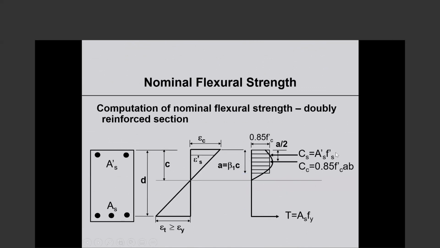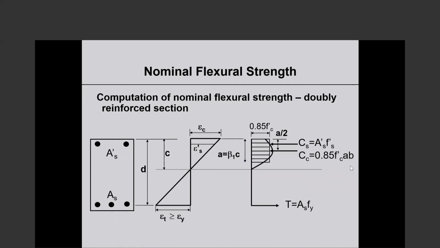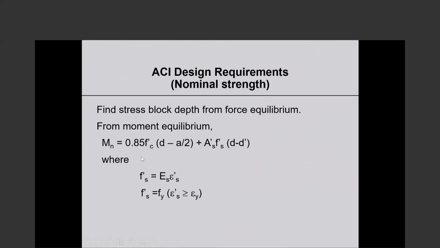And the compression concrete force is 85% F sub C prime A and B. The A, B were dropped, I think, in this expression. It should be 85% F sub C prime A, B. Add those on your slides, and we will issue a corrected version. I went over the slides meticulously yesterday. I didn't catch it. This is the lever arm of the compression concrete force. This is the compression steel force, and this is the lever arm of that force.